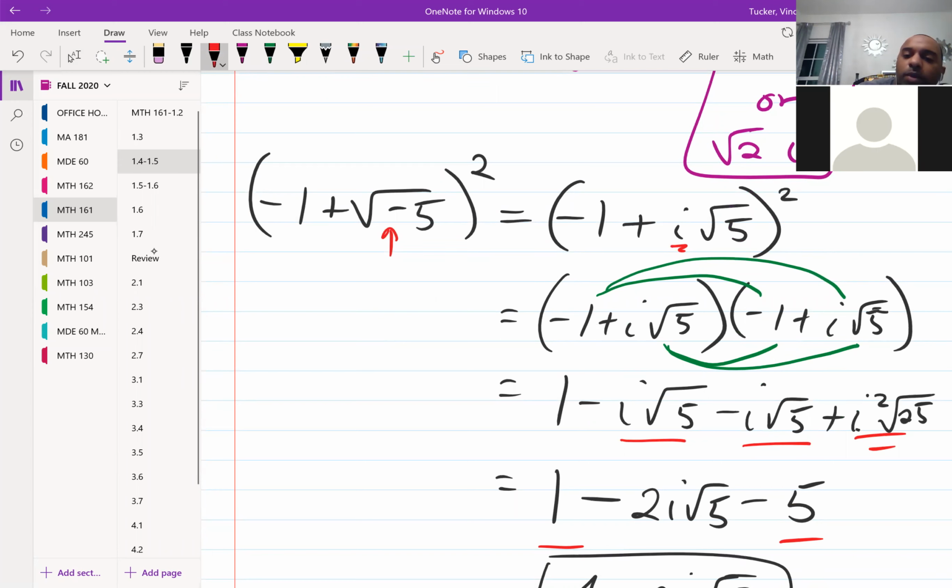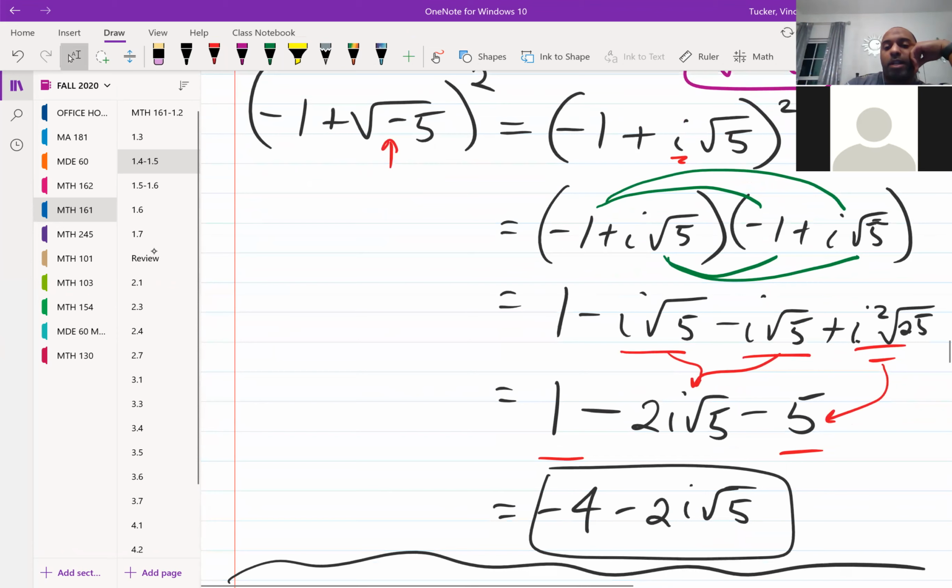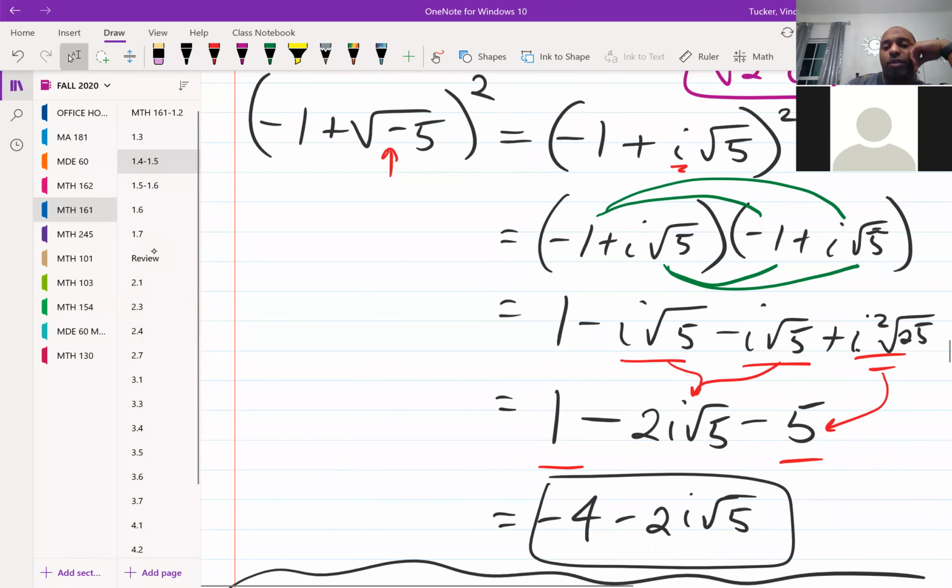Combine your like terms. We have negative i square root of 5 and negative i square root of 5. They come together to give us negative 2i square root of 5. And then here, i squared is negative 1, and then square root of 25 is 5. So they give us a minus 5. Combine your like terms. 1 minus 5 is negative 4. So it's negative 4 minus 2i square root of 5.